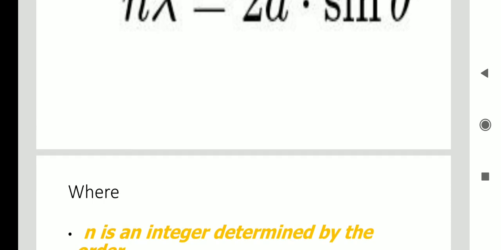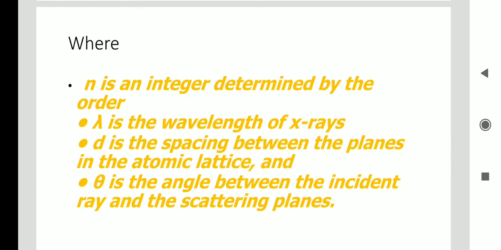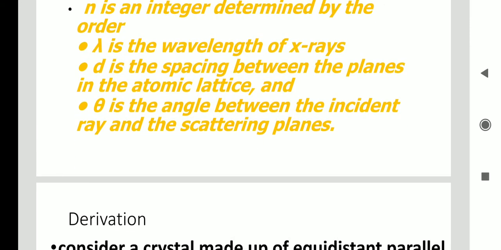So n lambda equals 2d sin theta, where n is an integer such as 1, 2, 3, lambda is the wavelength of the X-ray, d is the spacing between the planes, which are in a parallel setup, and theta is the angle between the incident ray and the scattering plane.